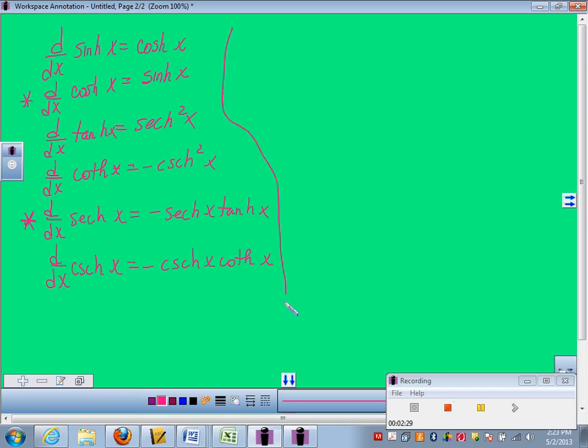So I might ask you, okay, here's a lovely function, hyperbolic cosine squared of 3x to the fifth over hyperbolic secant of 4x times hyperbolic cotangent of 5x cubed. So that's weird.